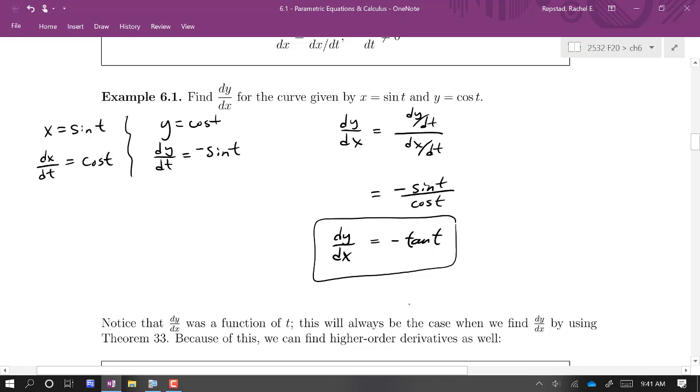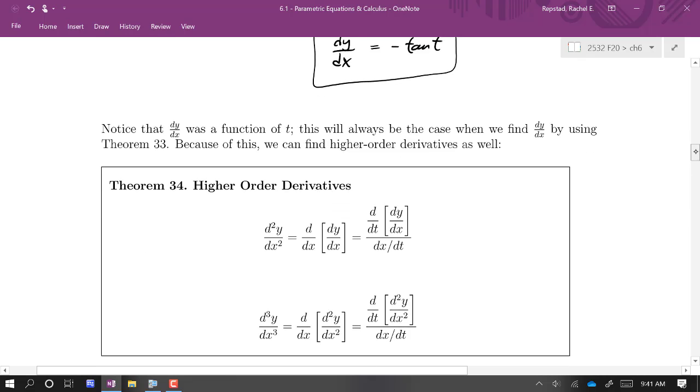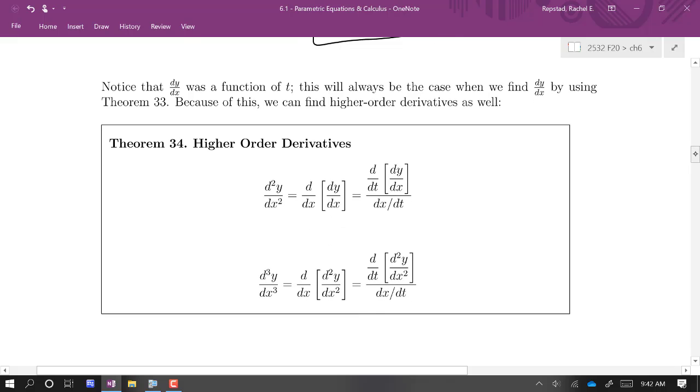There's our dy dx. Notice that dy dx is a function of t, all right? Now, if we're starting with a pair of parametric equations, where x is a function of t and y is a function of t, it'll always be the case that dy dx is still a function of t. And this actually affords us a way to find higher derivatives. So that's what Theorem 34 is all about. If we understand that the second derivative of y with respect to x is the derivative with respect to x of the first derivative, right? It's the derivative of the first derivative, but with respect to x both times.